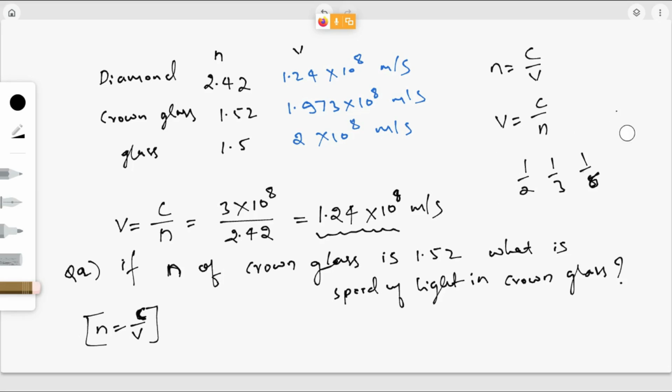So, as the denominator increases, the value of the fraction will decrease. That's it. Here the refractive index is the denominator. As the refractive index of the material increases, the speed will decrease. That's why the diamond, which has the highest refractive index, 2.42, has the speed of light decreasing by a factor of 2.42. Just remember this one.